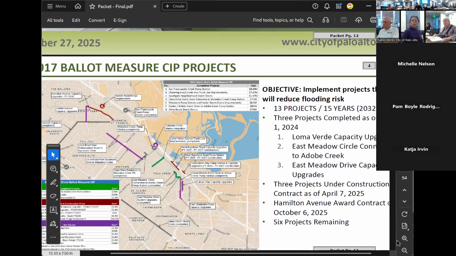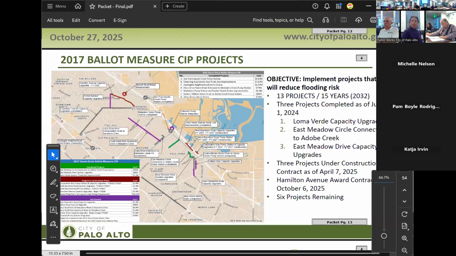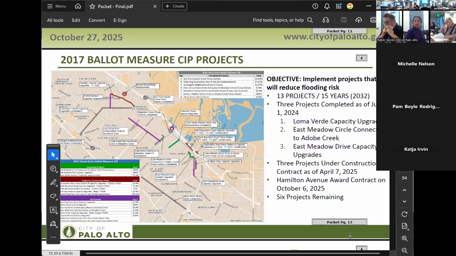This is an update from the map you saw last time we met. We've corrected it to show the Hamilton Avenue contract was awarded earlier in the month. That was something that's changed from the previous one. We are moving forward with the 3 projects located at East and West Bay Shore. That contract was awarded previously, I think when we last met, and construction is underway. Next slide.